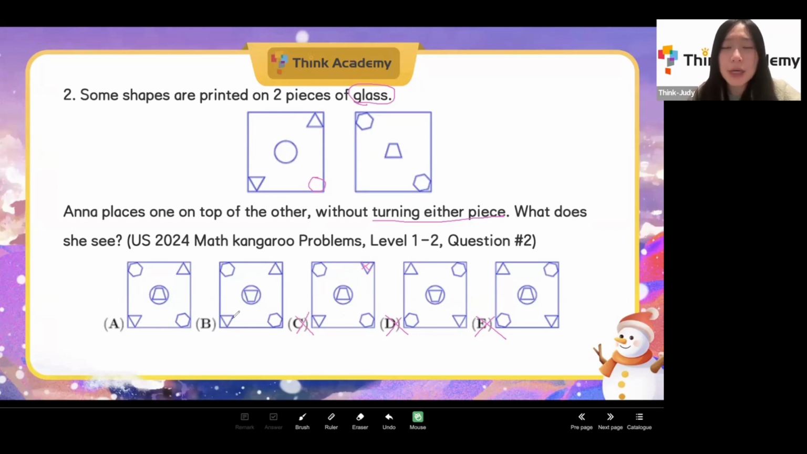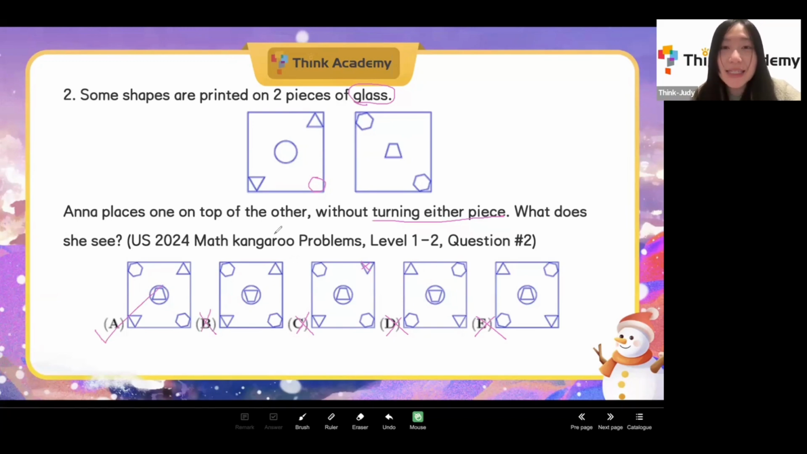So A and B, where do we need to look? The center as well, right? So we can see here, we have a circle and, what is the shape? Trapezoid. So for this trapezoid, will the top be the shorter line or the longer line? Shorter. So A and B, which one doesn't make sense? B, right? Therefore, what is the correct answer here?